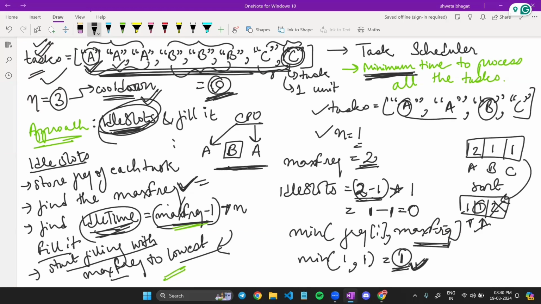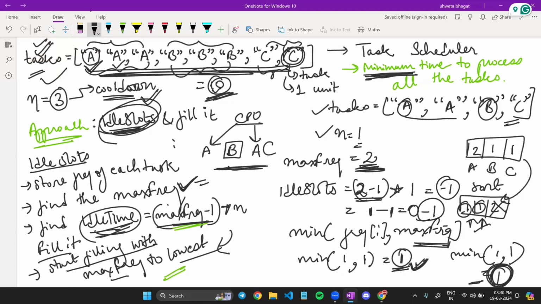Now we will come over here, and we will find the minimum of the current frequency, which is 1, comma, max frequency minus 1, which is 1. So we will get 1. What does this 1 indicate? It indicates that an idle slot has been consumed by this C. So we will place C over here. And why are we placing this C over here? Because we can see that we are not having any idle slot, correct? And if we subtract this 1 from here, what will we get as idle slot? We will get minus 1 as the idle slot, correct?